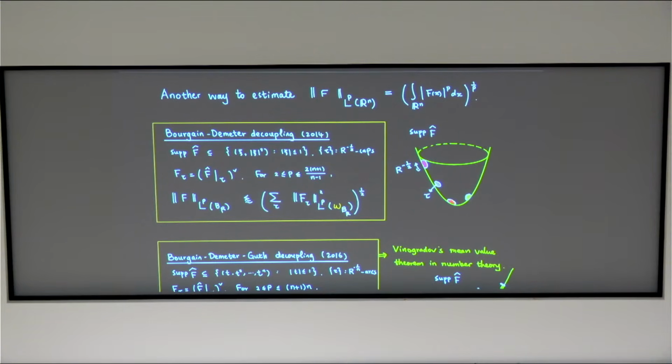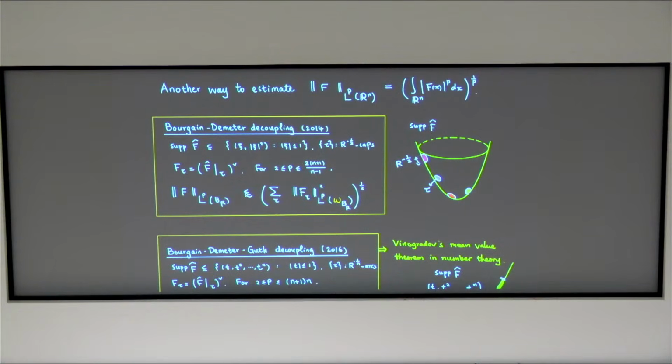Bourgain and Demeter showed that for any p between 2 and a certain number, 2 times (n plus 1) over (n minus 1), the LP norm of f in a big ball is bounded by the little l2 sum of the LP norm of f tau. So this just means some weight function that is essentially the characteristic function of BR, but has some rapidly decaying tail. Of course, you can also try to imagine that this is just BR.